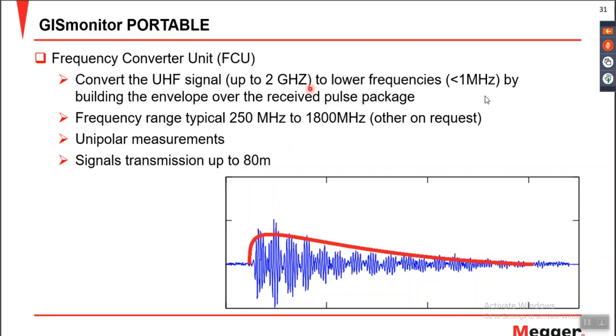And by using these FCUs, it gives us an advantage that we can use a longer length of cable, which can be extended up to 80 meters. And unlike our competitors, who are using UHF cables, we can use normal BNC cables. So that is how we can do the fruitful measurement, and we can eliminate the noise by connecting our front end units directly at the UHF sensor connections.